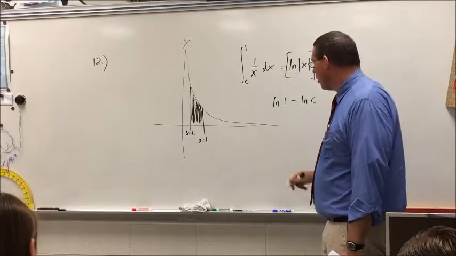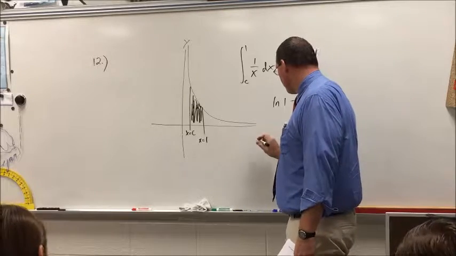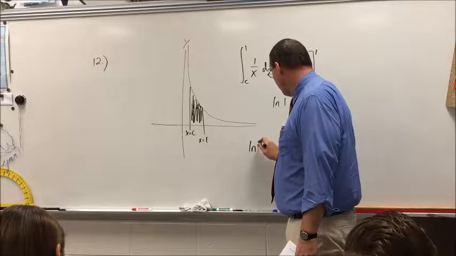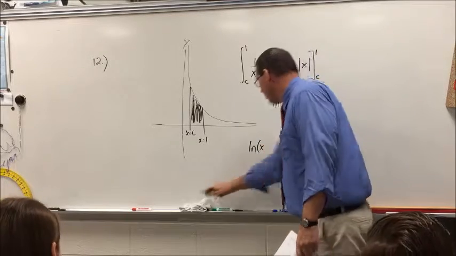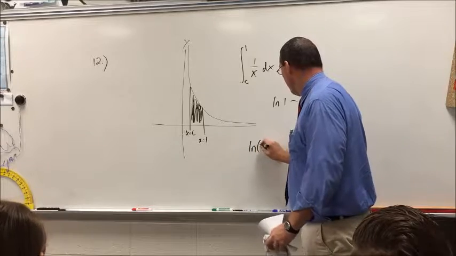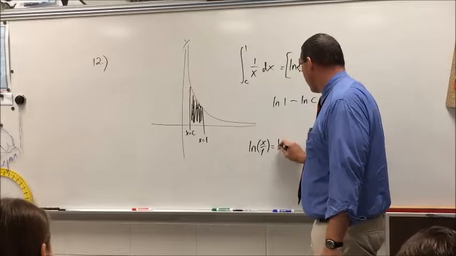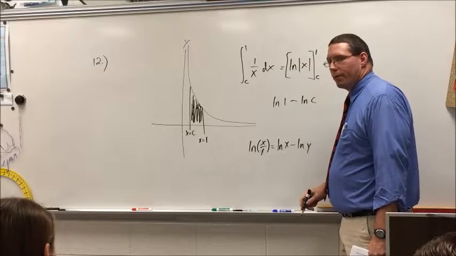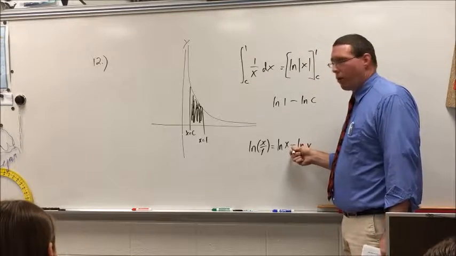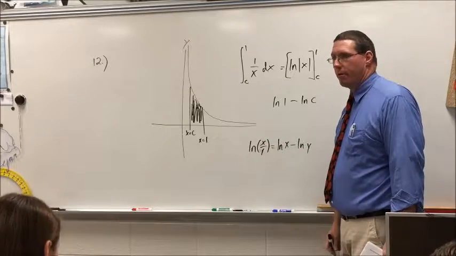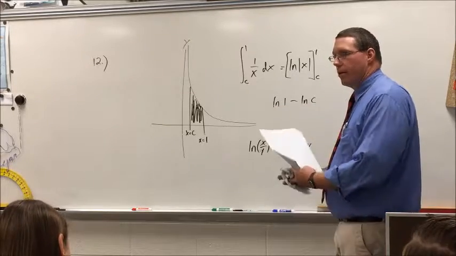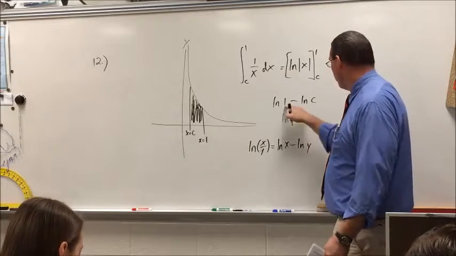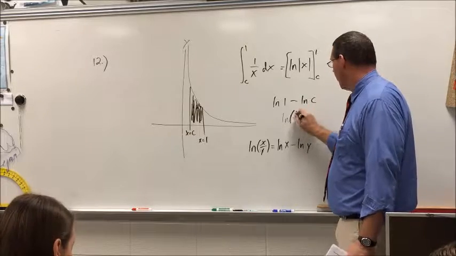Now, do you recall that there is a property of logarithms that, for example, if I have the natural log of x over y, that's the same thing as the natural log of x minus the natural log of y? Subtraction between logs is division inside of logs if it's the same base. So it's 1 divided by c, because this one's subtraction. Natural log of 1 over c.